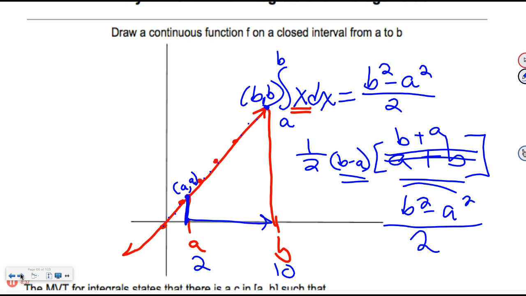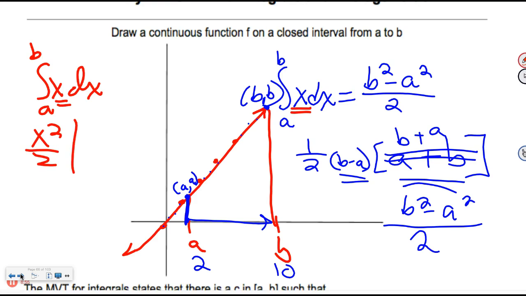But the book did it a whole other way. Now that I'm past this, and we did yesterday's, if I assigned this today, here would be the quickest way to do it over here in red. Use the fundamental theorem of calculus. What's the antiderivative of x? x squared over 2 from a to b. Oh, b goes in first, then a, and then I do what with them? That's the same answer. That's the same trapezoid, right?